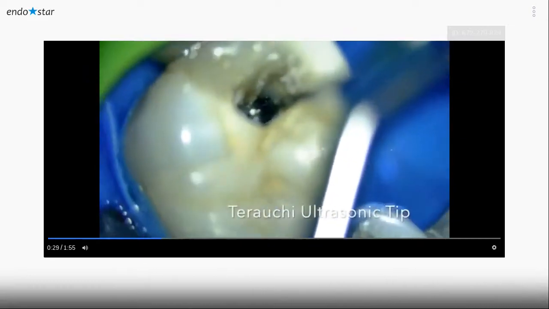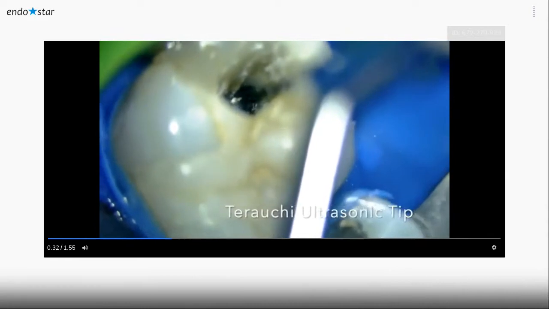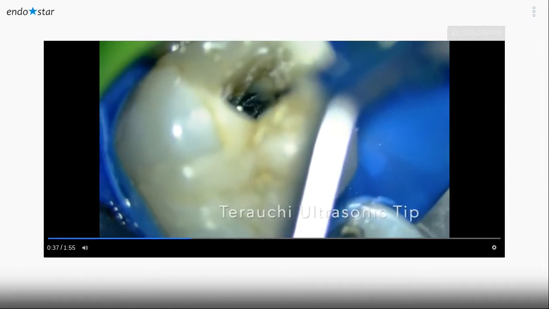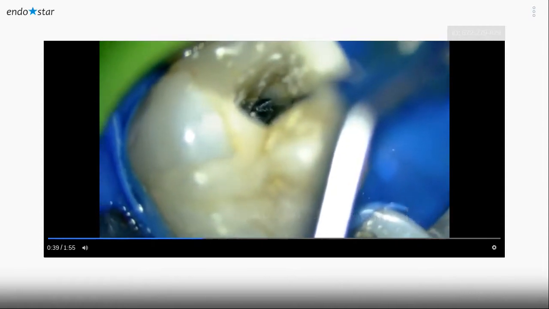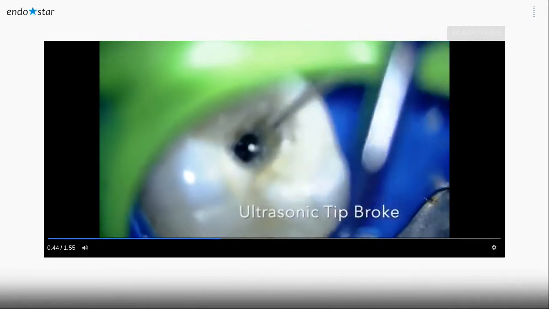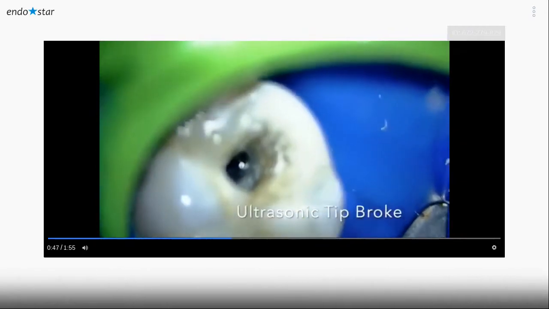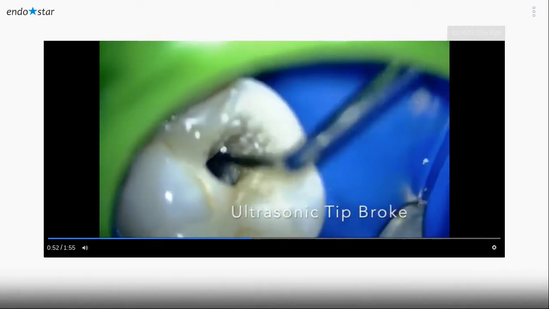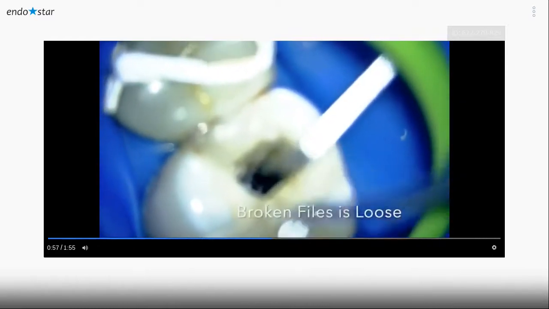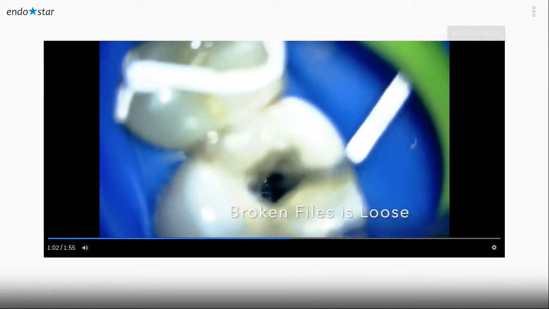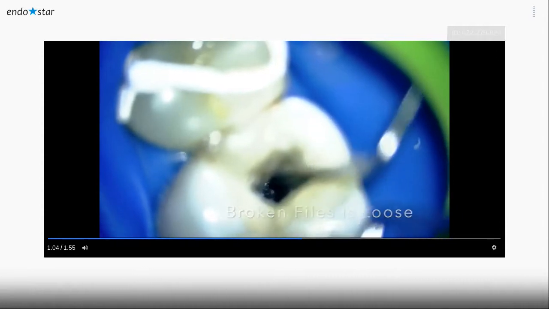Now we were applying some ultrasonic forces to that broken instrument, but at some point I broke the ultrasonic tip. You see that metallic tip that is coming out from the root canal? It's the broken part of the ultrasonic tip. Then we continued with another ultrasonic tip. We managed to get the file loose inside the root canal system.